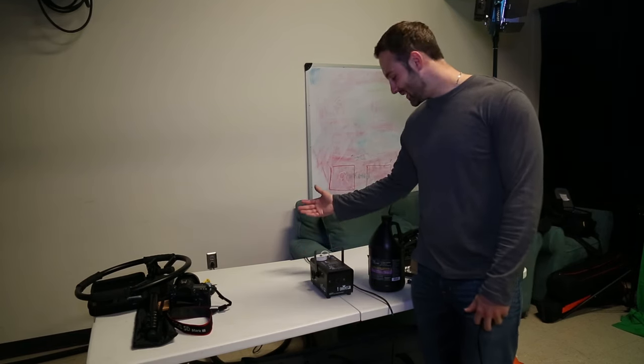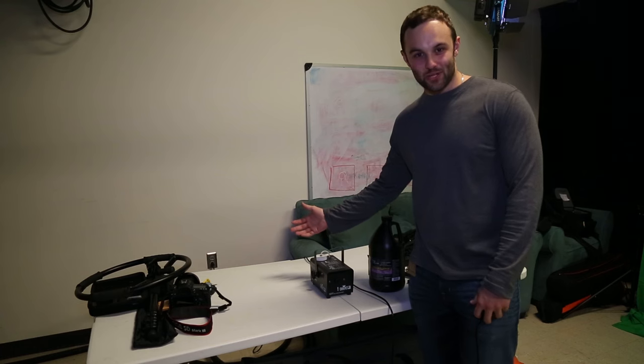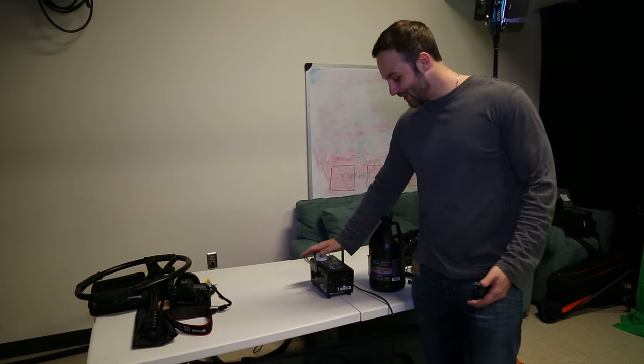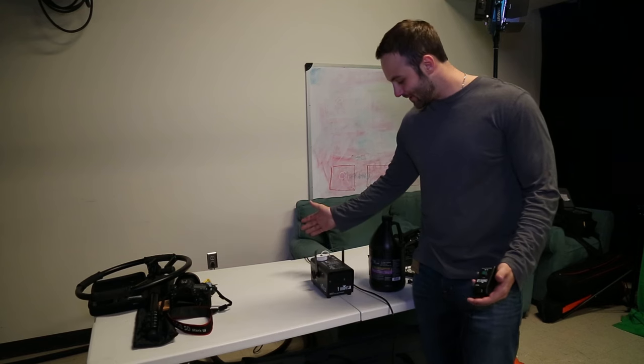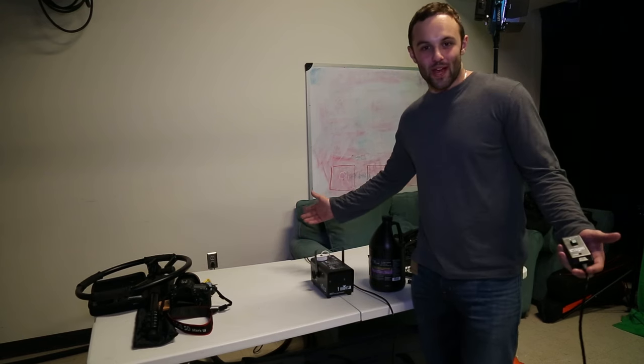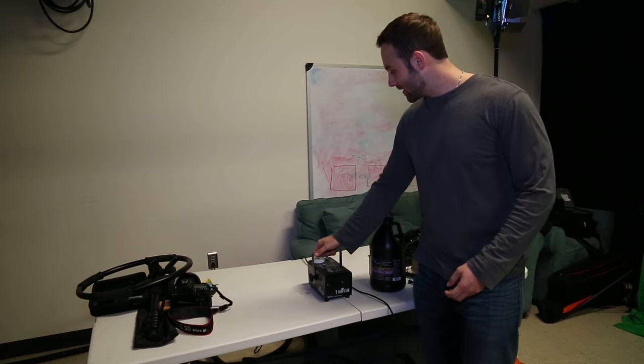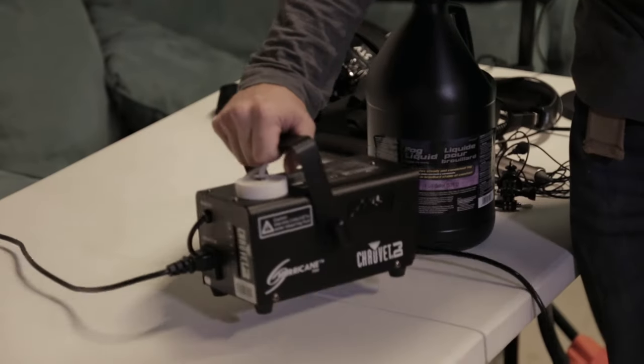I'm going to give you a quick tutorial about the Chauvet Hurricane 700 fog machine that we have in the storage closet. So this is a really cool little device. It's probably meant for Halloween, but if you have any use for it in film, it always looks pretty awesome.